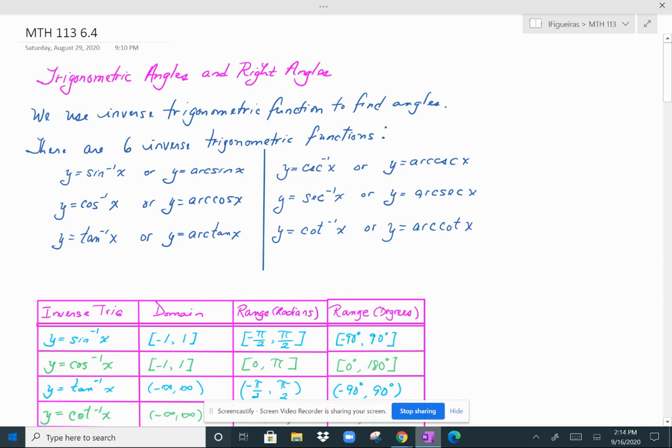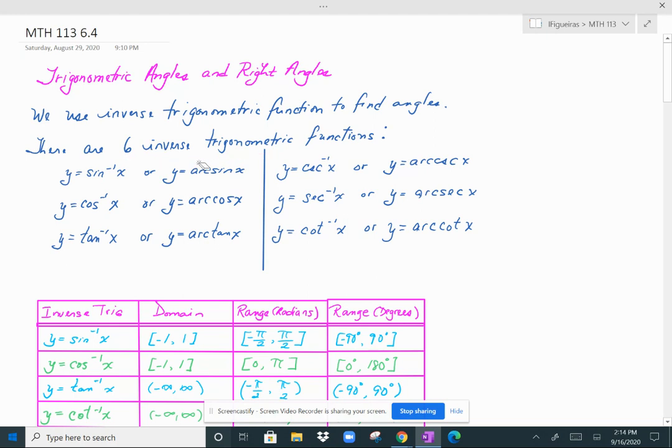Hi, this lesson is on trigonometric angles and right angles. So in general, we will be learning about new functions called the inverse trigonometric functions. And it's exactly what they sound like. They are the inverse functions to the six trigonometric functions we know. So there are six inverse trigonometric functions, and they are listed here.